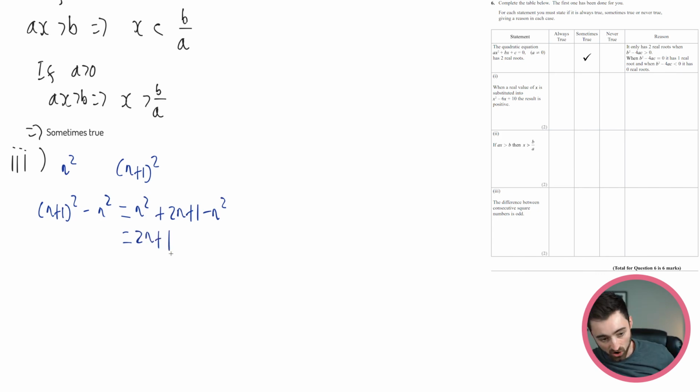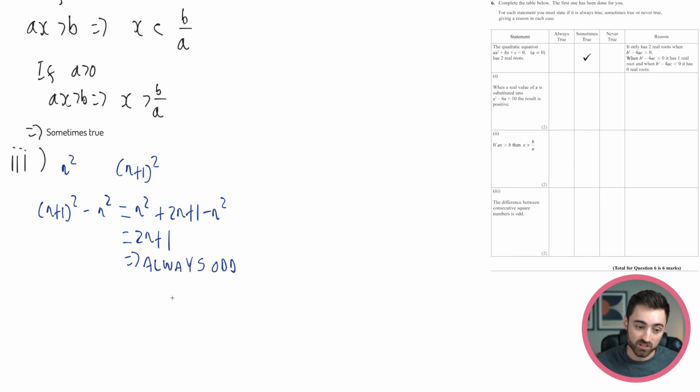So is this always odd? Well, let's look at this bit. 2n. That's always even, isn't it? Because it's n, which is an integer, a whole number, multiplied by 2. Anything multiplied by 2 is even. And then I add 1 to it. So I get an even number, add 1, is an odd number. So yeah, this thing is actually always odd.